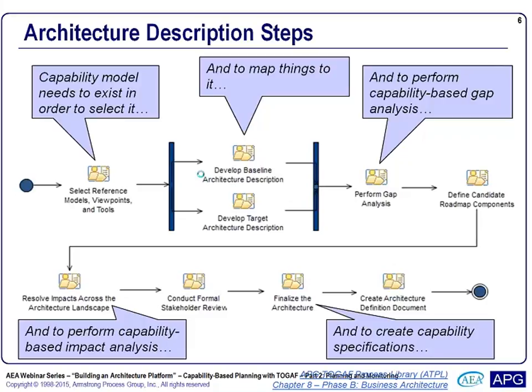And even though it doesn't really come out and say this, although this may be content that we address in a forthcoming white paper from the Open Group, is the idea that when we're in step 1, selecting reference models, viewpoints, and tools, we need a capability model as a reference model for mapping. When we're developing the baseline and target architectures, we're going to map elements of the business, data, application, and technology architecture to that capability model in some fashion per our Metamodel. We want to be able to perform gap analysis, and gap analysis can be very effectively done through a capability lens, as well as resolving impacts across the architecture landscape.